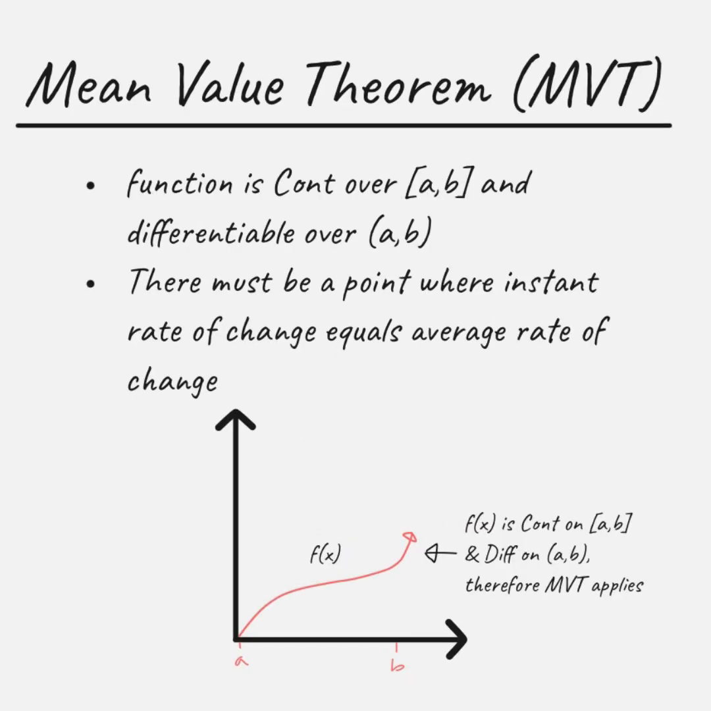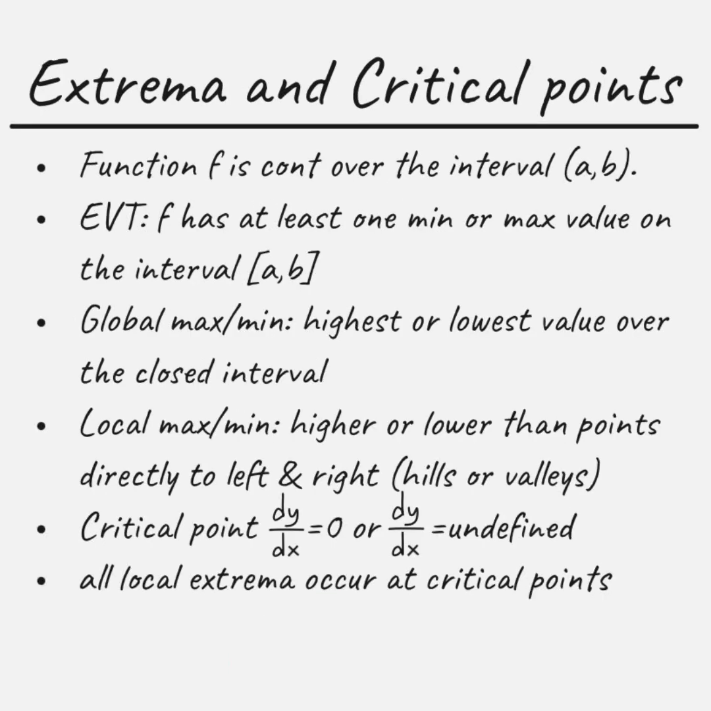The MVT states that if we have a function f that is continuous over the closed interval a to b and differentiable over the open interval a to b, there must be a point where the derivative equals the average rate of change. The extreme value theorem, or the EVT, guarantees that a function f has at least one minimum value and at least one maximum value on the closed interval from a to b.